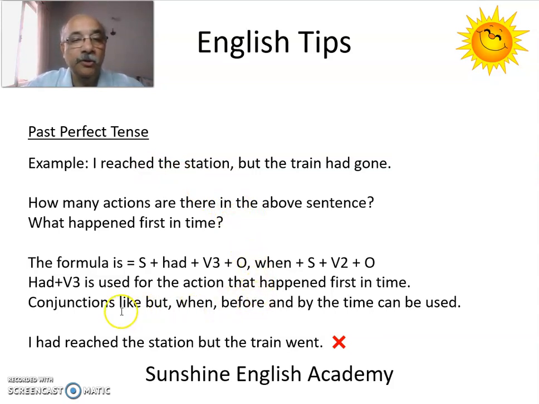Okay, so once again, we use had plus V3 to talk about the action that happened first in time. First in time, not first in the sentence. Okay, now we can use conjunctions like but, when, before, and by the time to join the two clauses in the sentence.